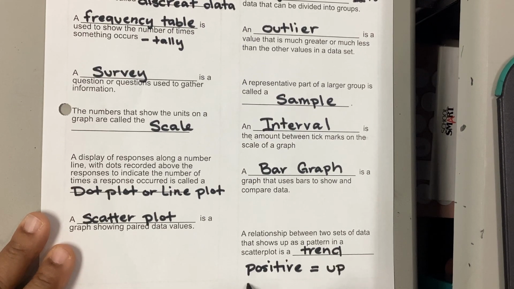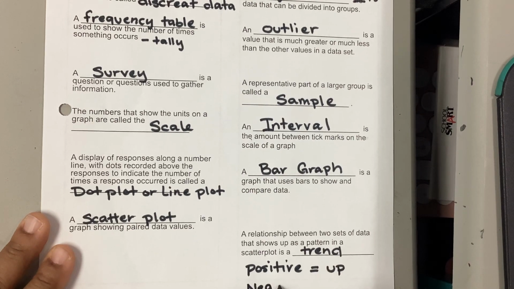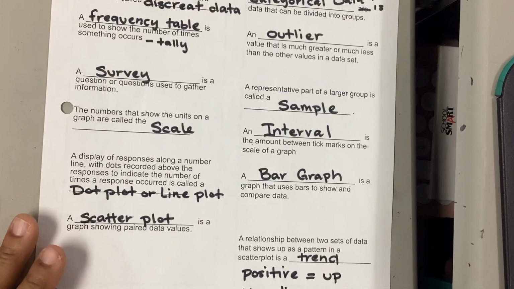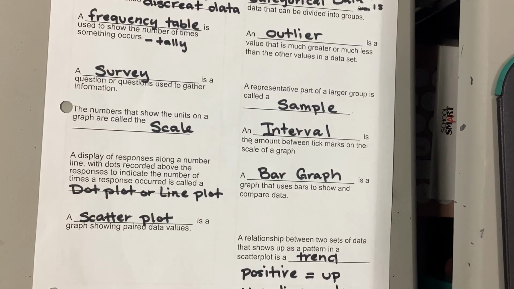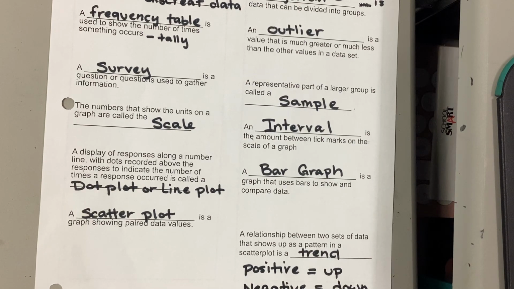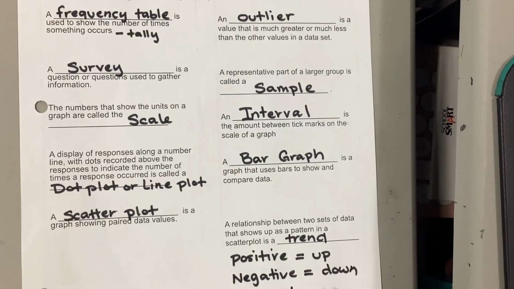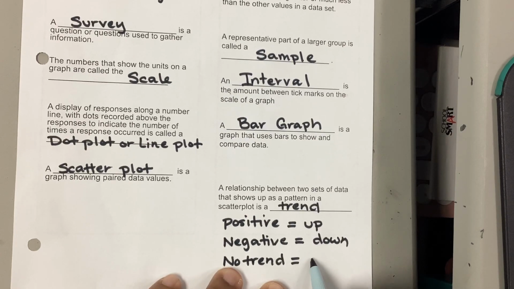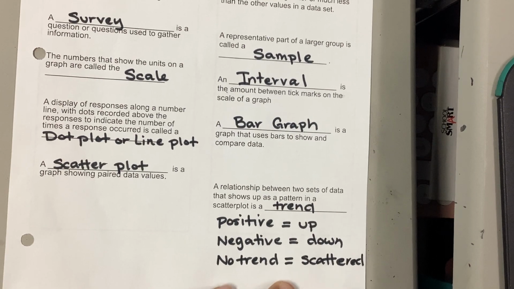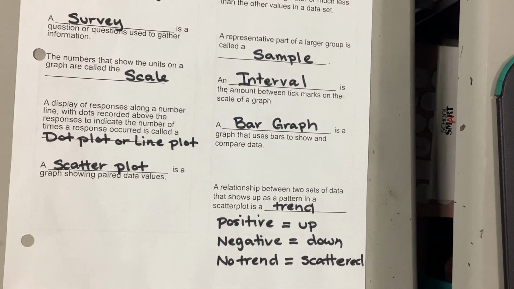You can have a negative trend, where your line in the graph tends to go down, or your points go down. Or you can have no trend. And this happens when you have points that are scattered all over. So they're not just in one place. So that happens on a scatter plot.